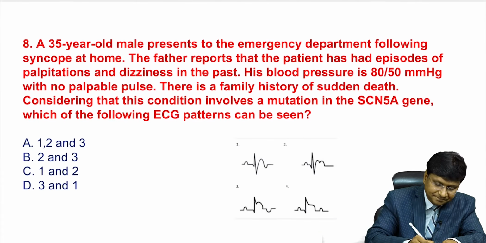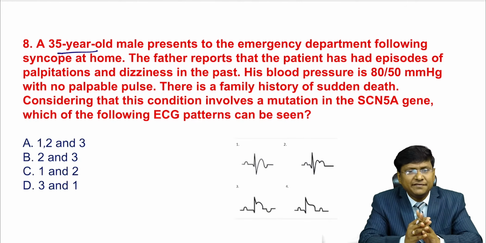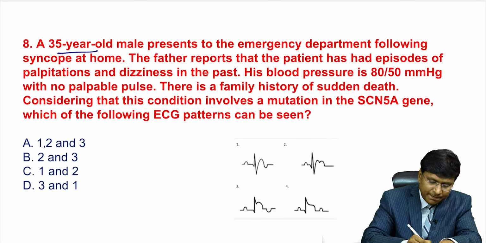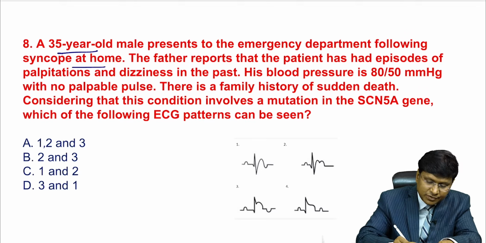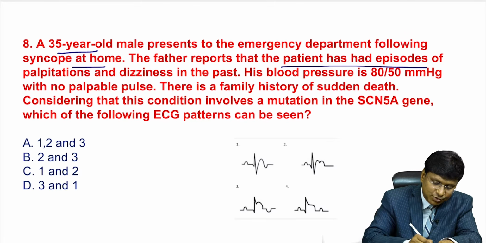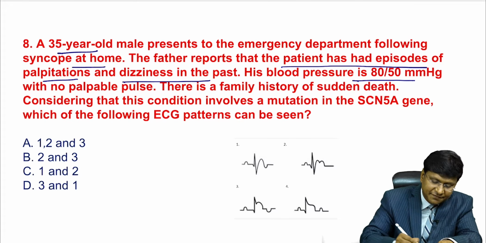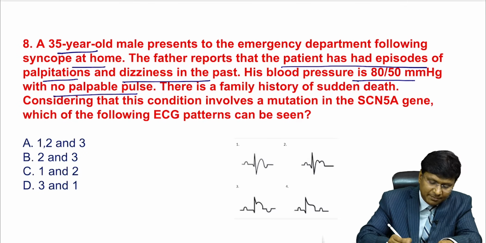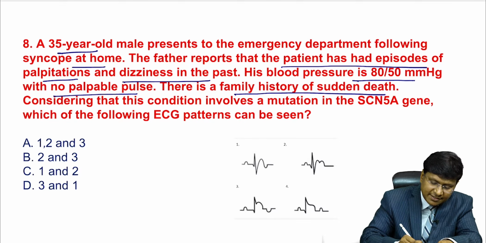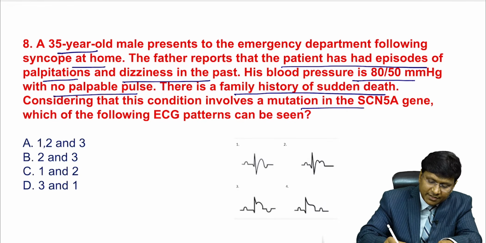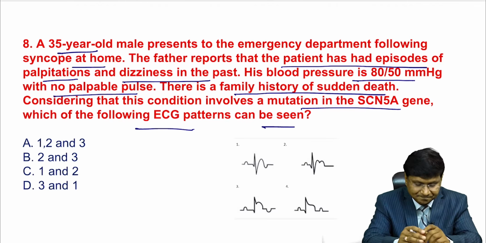Next question. A 35-year-old male presents to the emergency department following syncope at home. The father reports that the patient has had the episodes of palpitations and dizziness in the past. His blood pressure is 80 by 50 millimeters of mercury with no palpable pulse. There is family history of sudden death. Considering that this condition involves mutation in the SCN5A gene, which of the following ECG pattern can be seen?